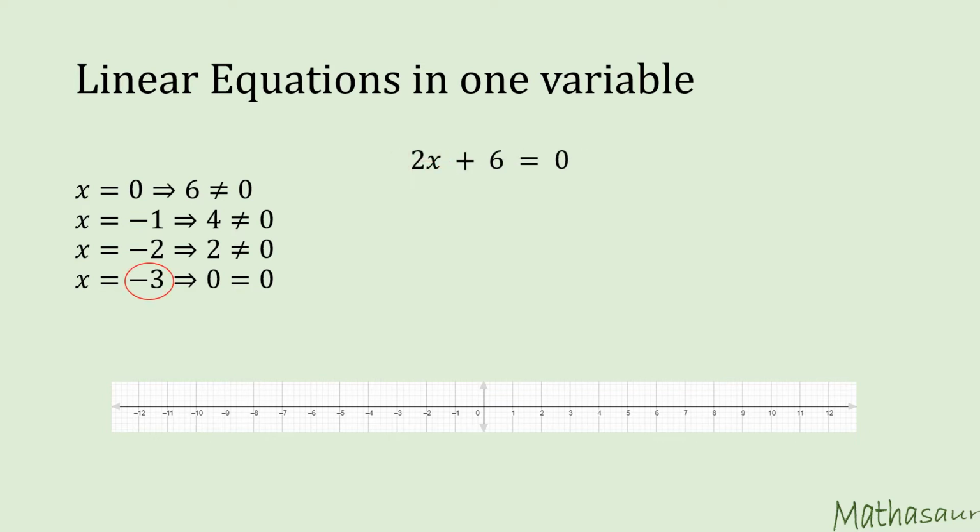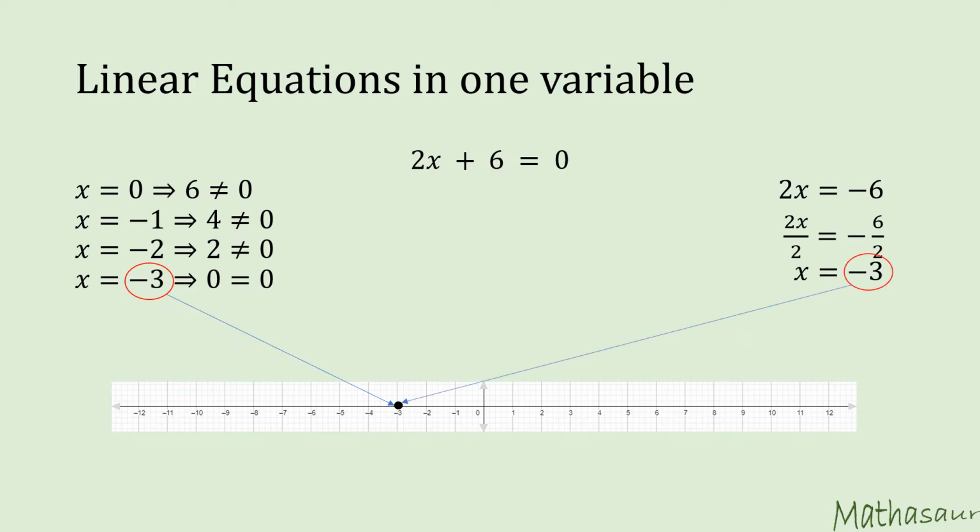Now this value of x, that is minus 3, is known as the root of this equation. Since we are talking about the variable x, we can denote this root on the x-axis. There is another way to solve this equation. We can subtract 6 on both sides and then divide both sides by 2. This would still give us x equals minus 3. Once again, x equals minus 3 is known as the root of this equation, and it matches the value we found from our trial and error method.